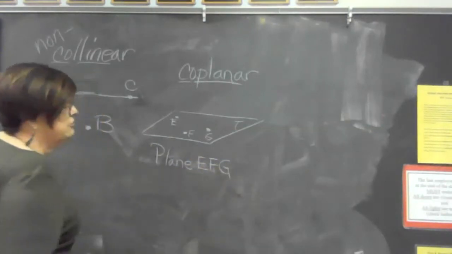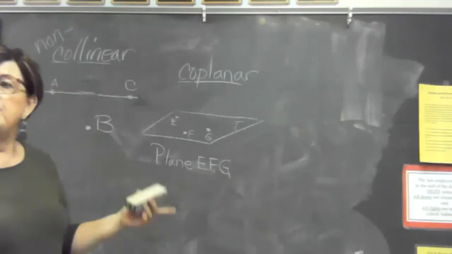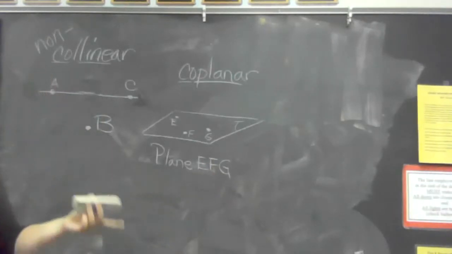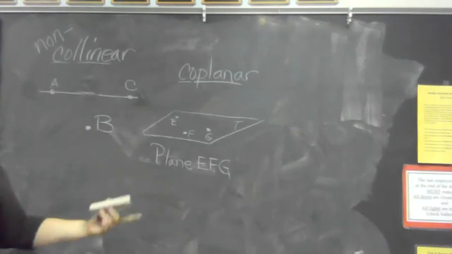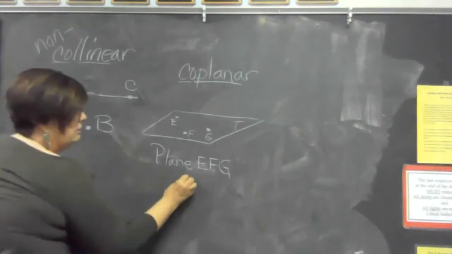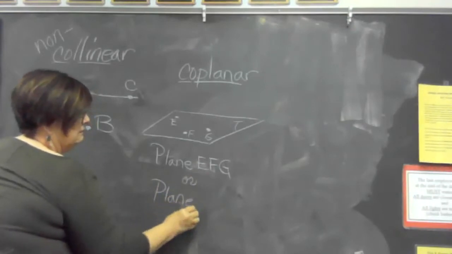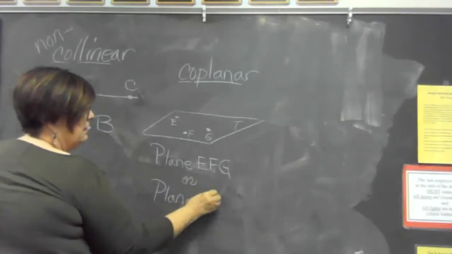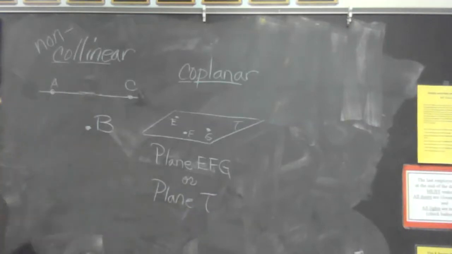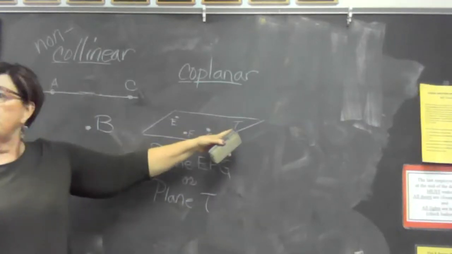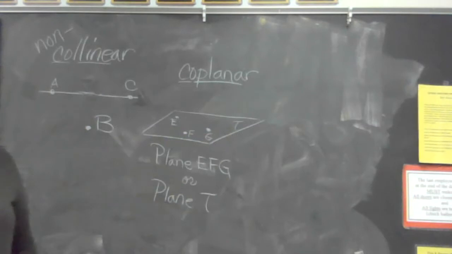Because only 2 letters define a line. So you have to have 3 letters to define a plane. Or you can just call it plane T, because they named it plane T. That's not a point. Notice there's not a point there. It's just named plane T. Good question, Naomi. Good, good, good.